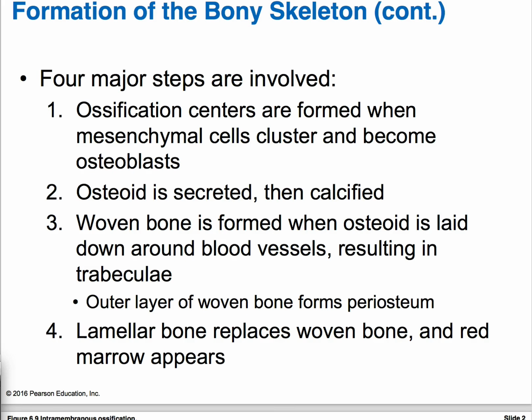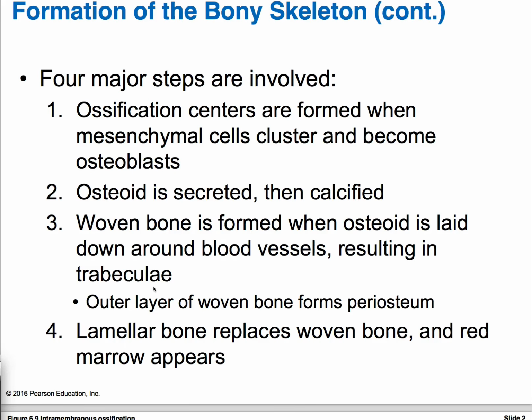Now the next step, number 3, is that woven bone is forming at this point. This happens when the osteoid is laid around these primitive embryonic blood vessels. When the osteoid starts laying itself around them, you end up getting bone that forms around these blood vessels. These bones are called trabeculae, and this is essentially going to be the remnants of the spongy bone.